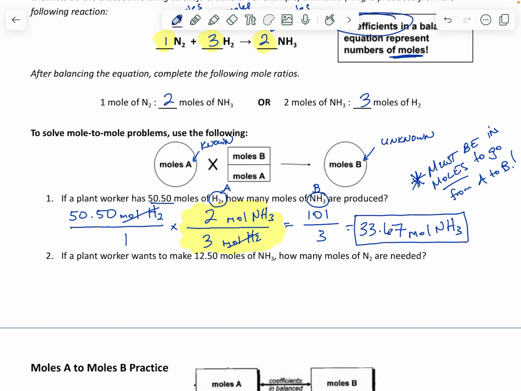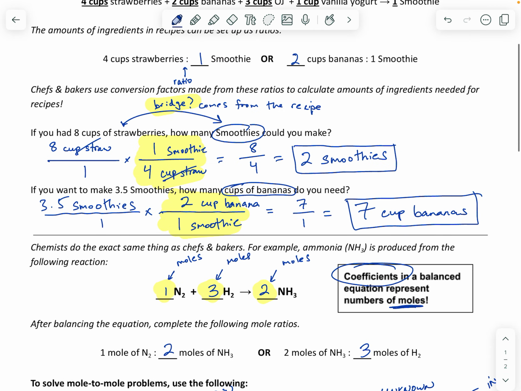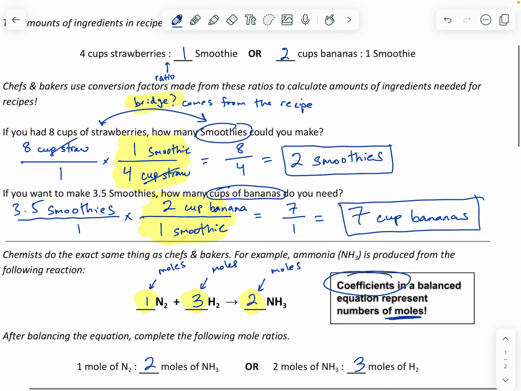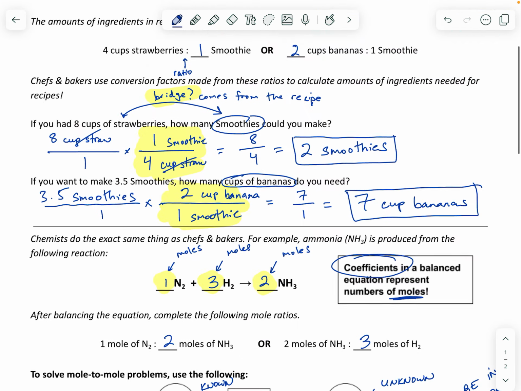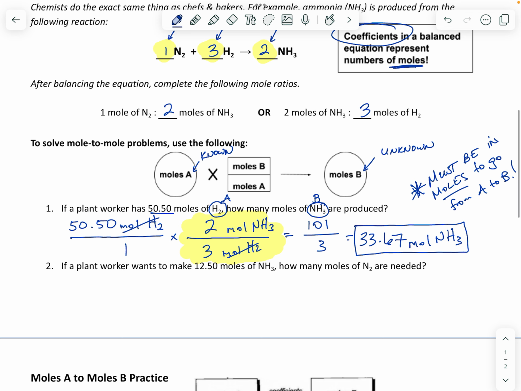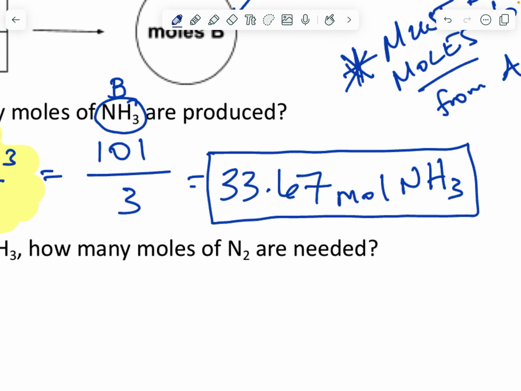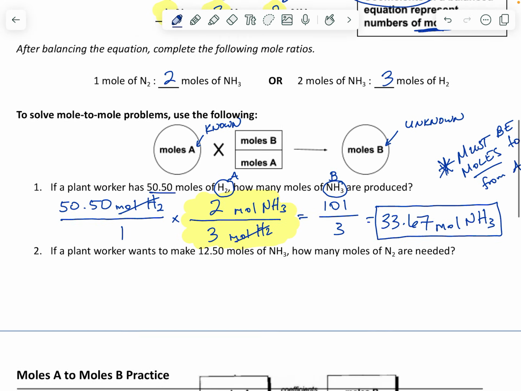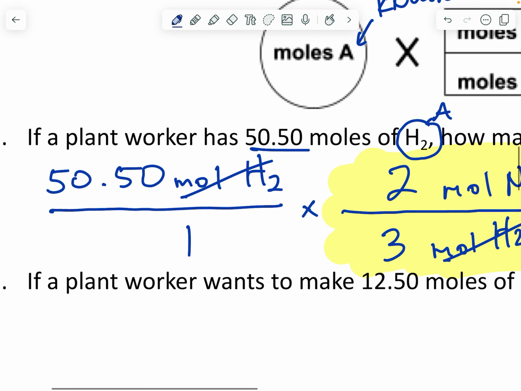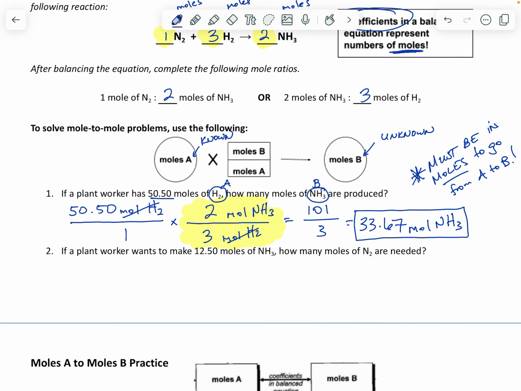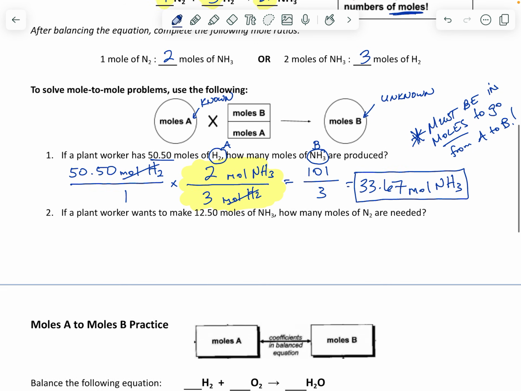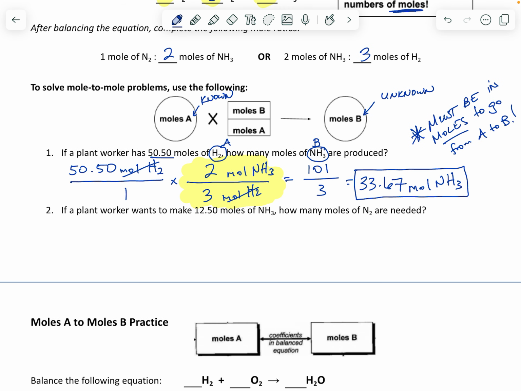And with this, just like we would say we would need 7 cups of bananas to produce 3.5 smoothies, we would be able to produce 33.67 moles of ammonia if we had started with 50.5 moles of hydrogen. So that's how we're associating the relationship between those values and those substances.